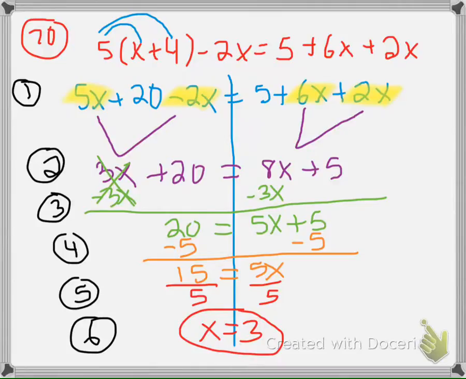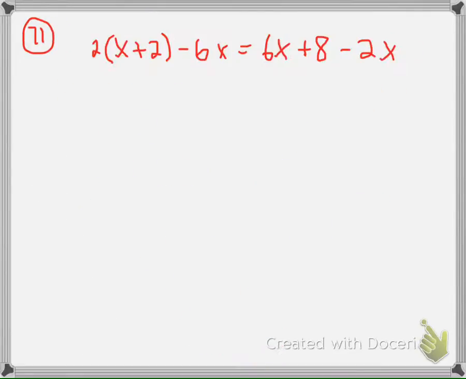Alright, so next one. If you needed help on this one and you watched the video in order to know how to do it, then I would prefer you pause the video now and try 71 on your own if you haven't already. Okay, 71. Again, I need to distribute first to get rid of the parentheses, so I have to do 2 times x and 2 times 2. So 2 times x is 2x, 2 times 2 is 4, and then copy down the rest of the equation.